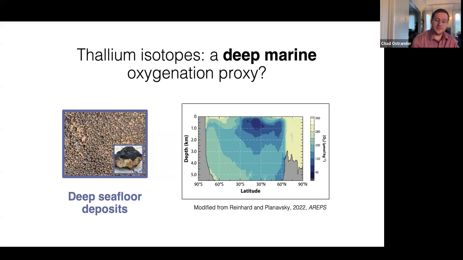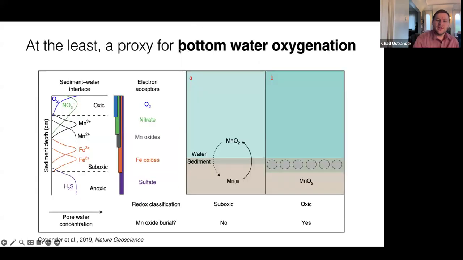And so you might think of something kind of opposite of iodine to calcium. Iodine to calcium in carbonates is a good proxy for surface water ocean oxygenation. Thallium is potentially a good complement for the deep marine environments. But at the very least, it seems to be a proxy that's really good at tracking bottom water oxygenation.